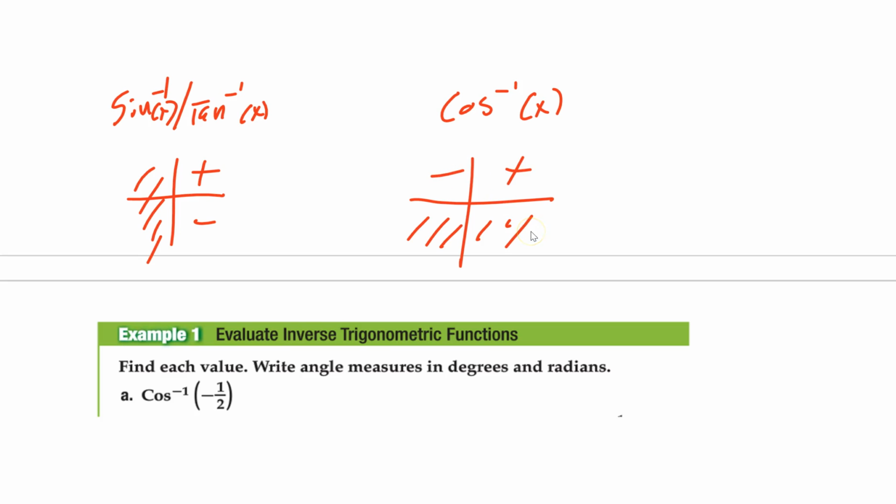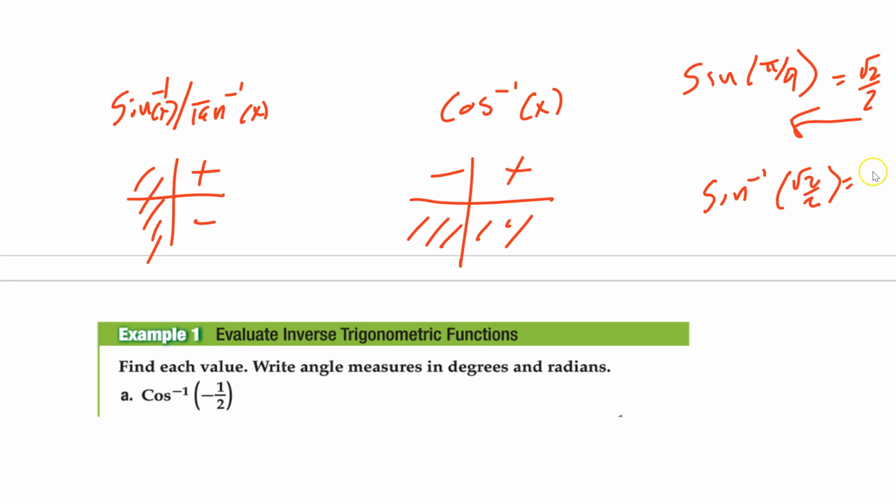And then the idea with inverse is that you go backwards, right? So if I said, what is sine of pi over 4? We're going to say rad 2 over 2. Well, with inverse, we're going to go backwards. I'm going to give you sine inverse of rad 2 over 2, and I want you to find the angle. I want you to say pi over 4. What angle gives me that answer? So that's what we're going to do here.